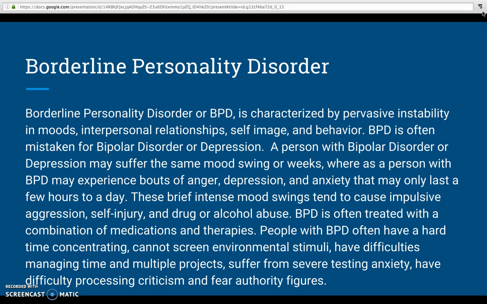Borderline personality disorder, or BPD, is characterized by pervasive instability in moods, interpersonal relationships, self-image, and behavior.